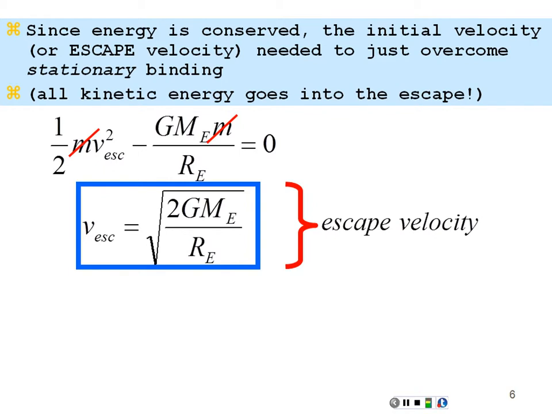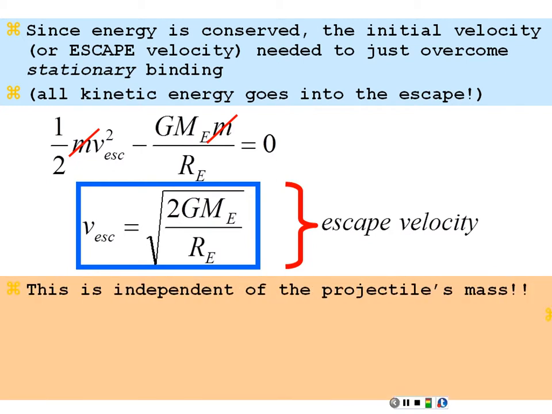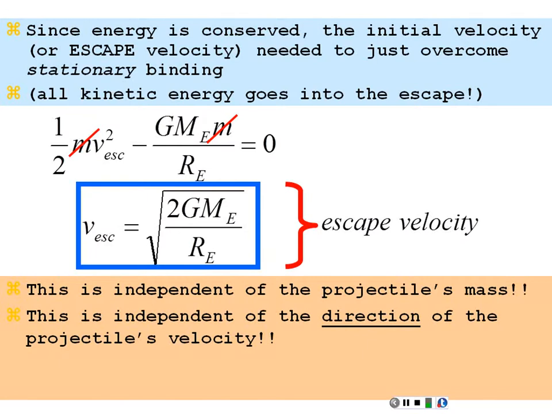Now, if it were any other planet, or any other large mass, it would be the square root of 2G times the mass of that over the radius of that. So it's independent of the projectile's mass itself. It is independent of the direction of the projectile's velocity. So if you shoot it at an angle, you still need this escape velocity to get away.